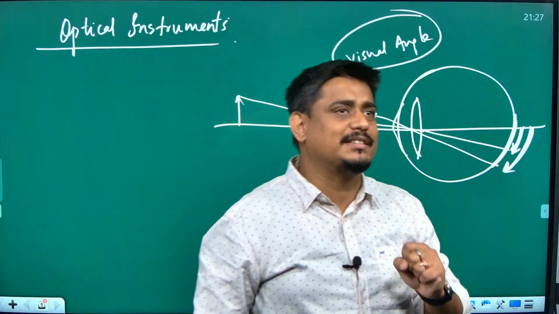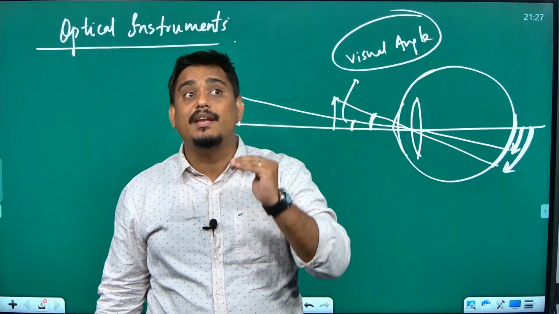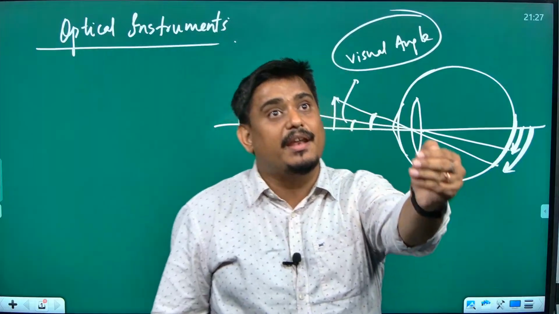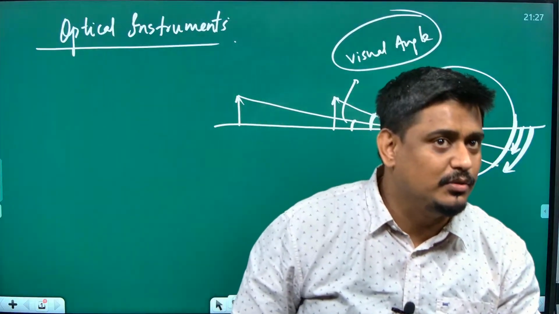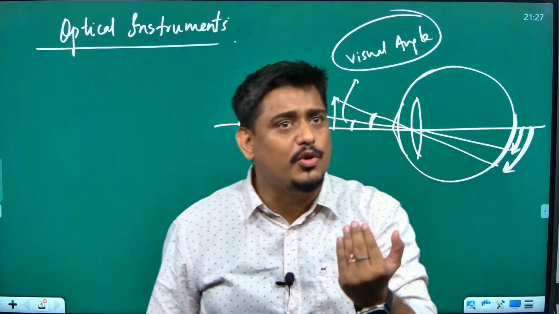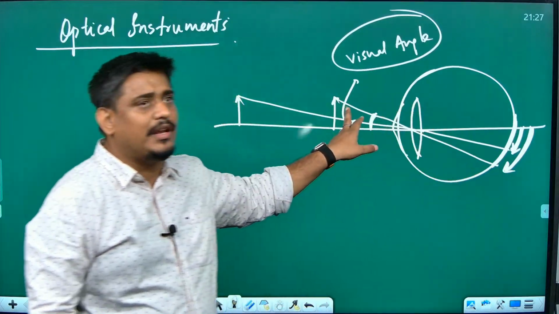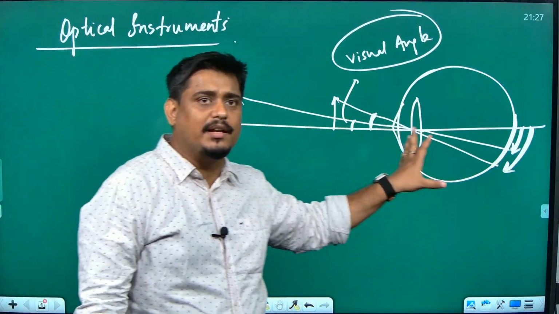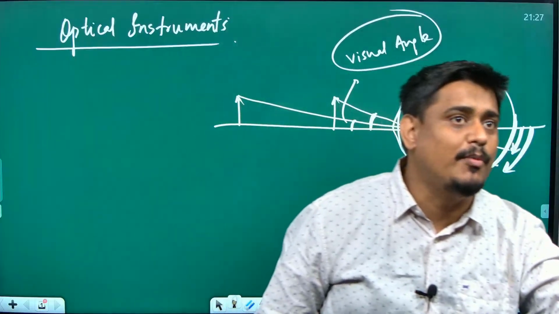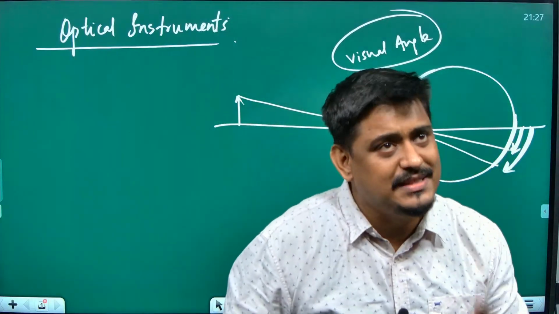Now I hope you understand why, when you went near to something or something came nearer to you, it became more clear to you. Because if some object comes near to your eye, it subtends more visual angle, and the bigger the visual angle, it means the bigger the image formed on your retina. Is it clear to you?